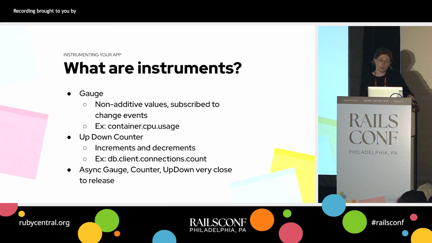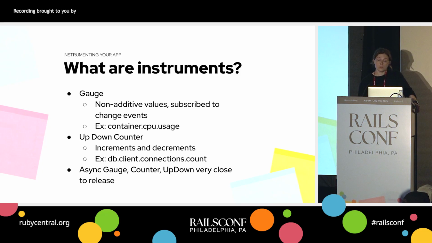Gauge is the next one. That's for non-additive values. It's kind of like subscribing to a change event in order to capture some number. Up-down counter is another one. It can have increments and decrements, unlike the regular counter. This is used in the DB client connections count metric, so seeing how many connections are active. Oh, and going back to gauge, that is used in container CPU usage, so metrics specifically for your containers.